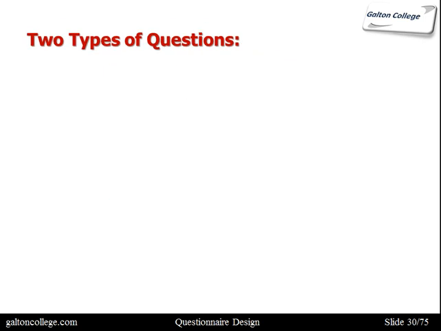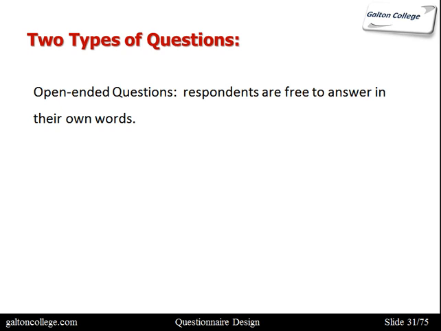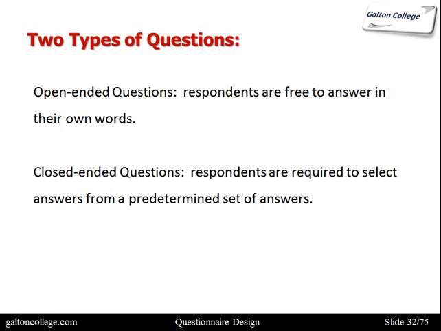Now, two types of questions. First of all, we have open-ended questions, where respondents are free to answer in their own words. And then we have closed-ended questions, where the respondents are required to select answers from a predetermined set of answers. Let's have a look at each of these in turn just briefly.